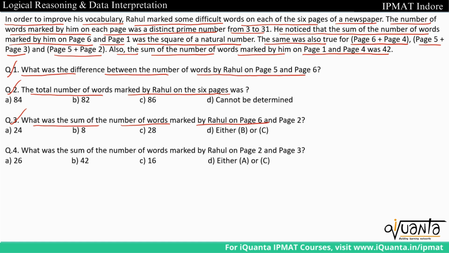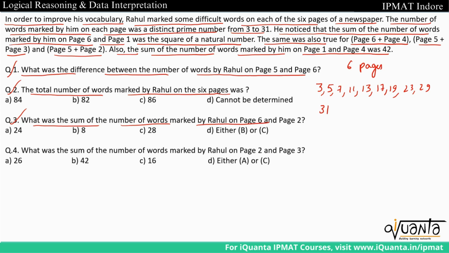So what we'll do is, we'll go through the set again, and read all the conditions related to the number of words marked on each and every page. Initially we were given that there are a total of 6 pages. Then we were given that the number of words marked by him on each page was a distinct prime number from 3 to 31. So let us consider all the prime numbers from 3 to 31. We have 3, 5, 7, 11, 13, 17, 19, then 23, 29, 31. So these are the prime numbers that we have.